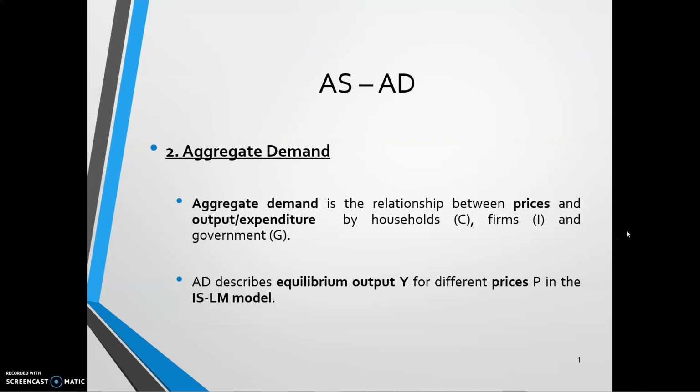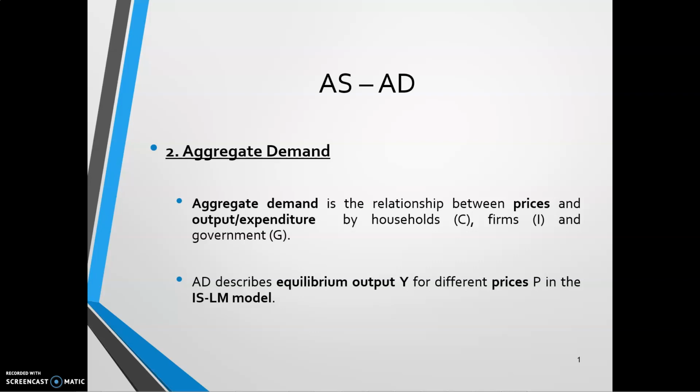The second component to the aggregate supply, aggregate demand model, as the title suggests, is the demand side. Aggregate demand is simply the relationship between prices and GDP for any given price level. So what we're thinking of here is household consumption, firm investment, and government expenditure at different levels of prices. And the demand curve is downward sloped. That too is intuitive. The general idea here is that as prices are lower, expenditure is going to be higher.